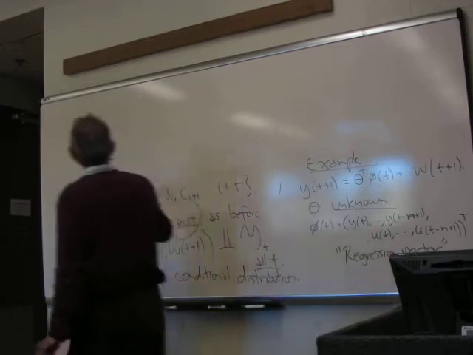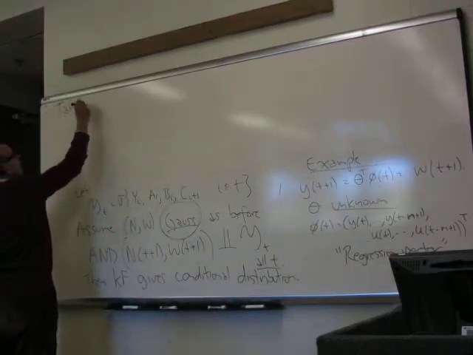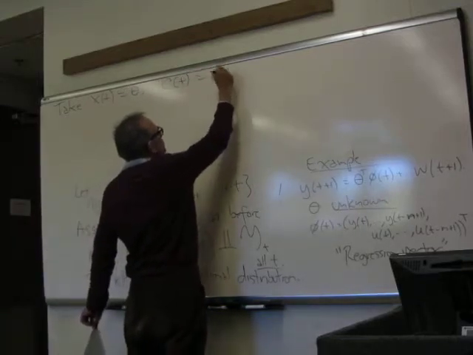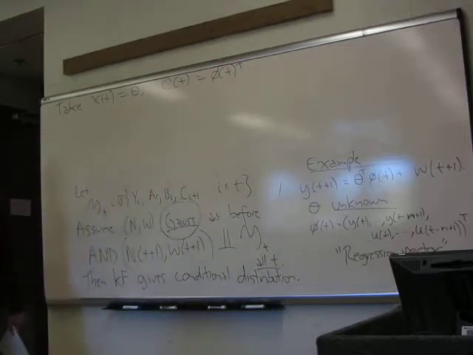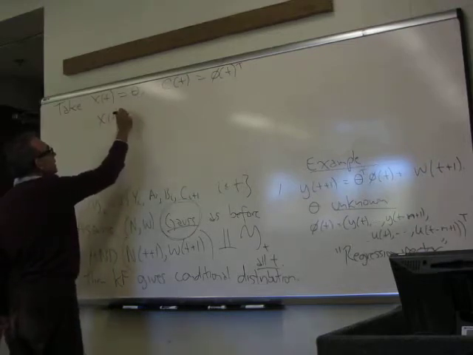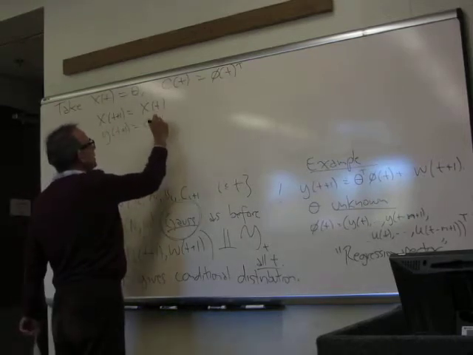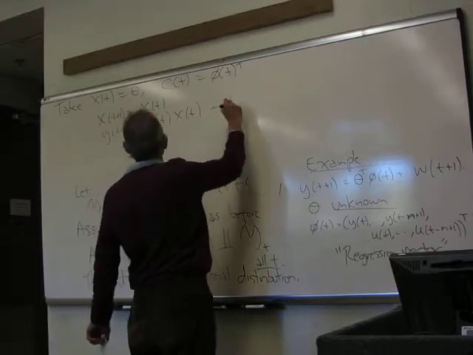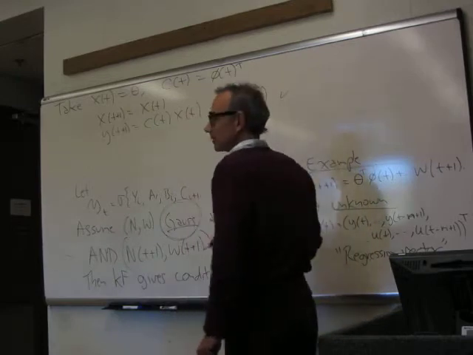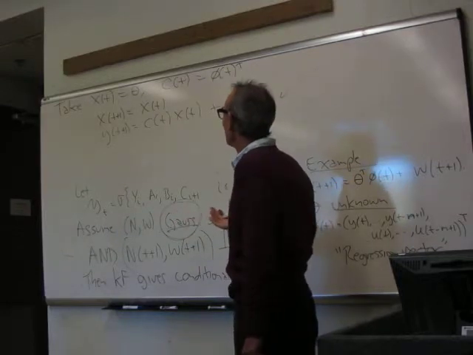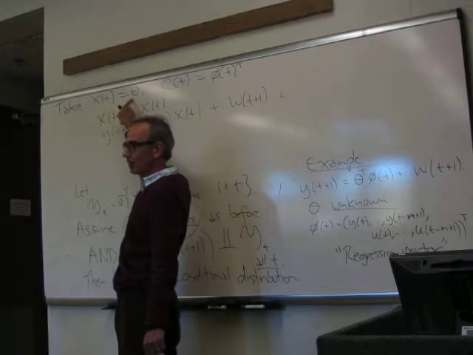So let's take x of t to be theta, and c of t to be phi of t transpose. And voila. I've got the Kalman filter, because x of t plus 1 equals x of t, and y of t plus 1 equals c of t x of t plus noise. Apply the Kalman filter. When you do this, you get least squares. That's all you get. So the state estimator, which is the estimate of theta, is least squares.